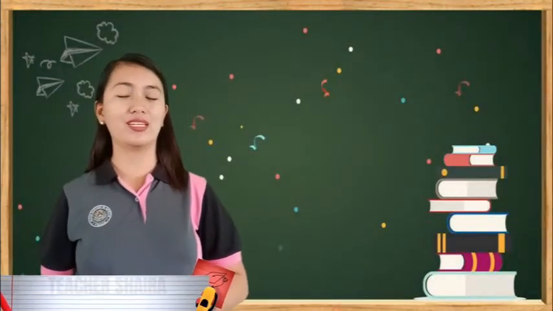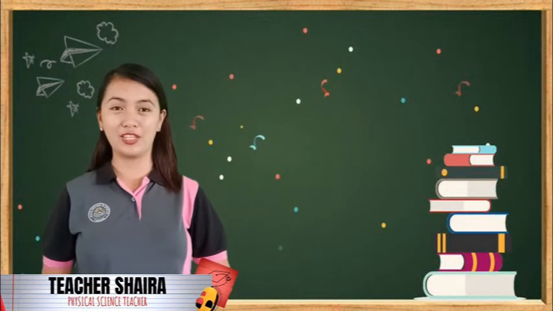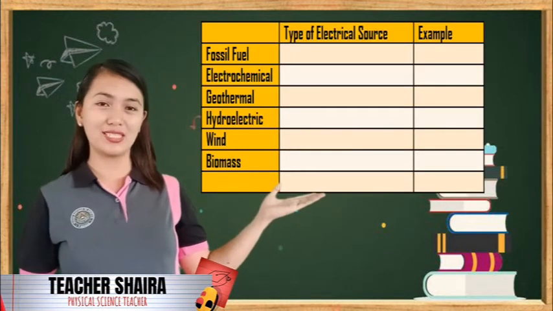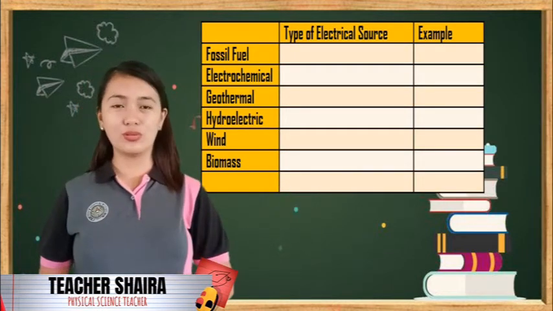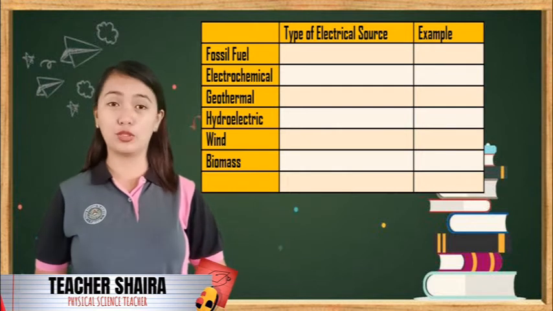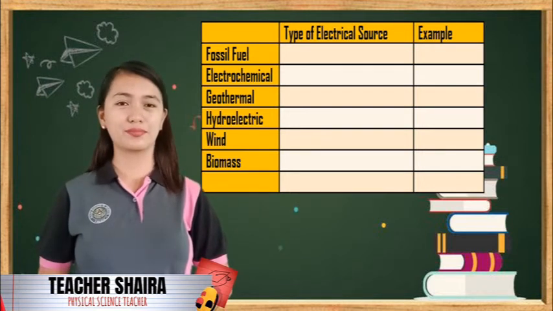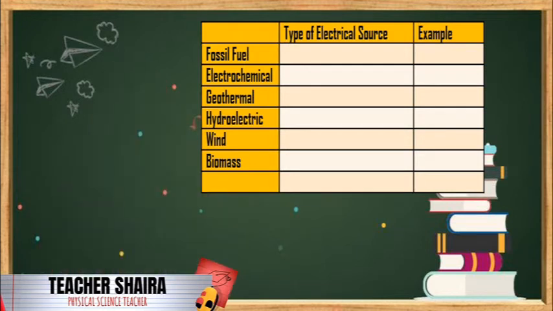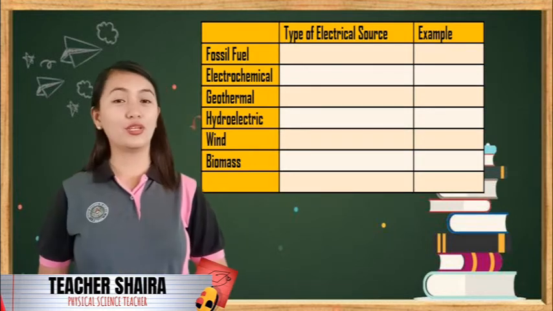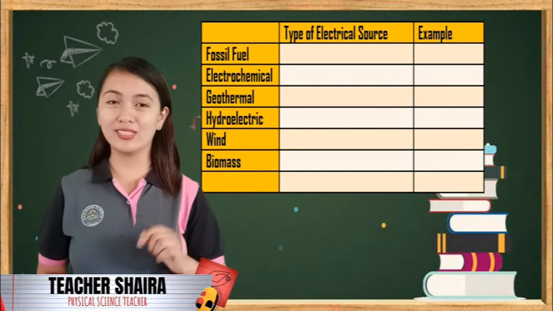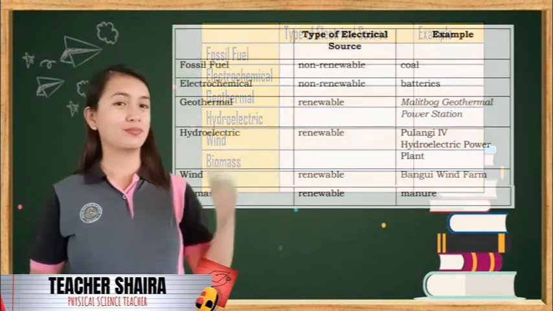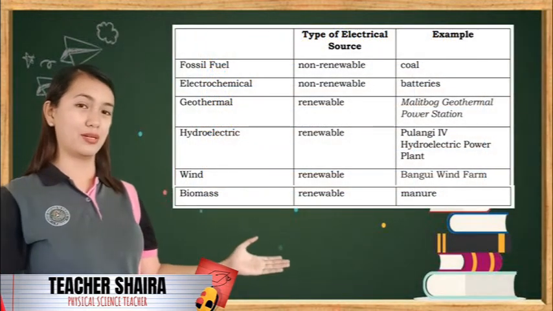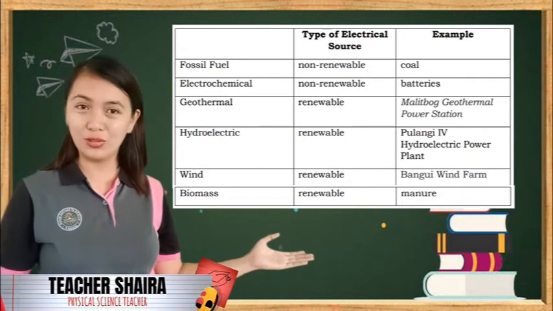Summarize your understanding about the different sources of energy by filling out this table. Use a separate sheet of paper for your answers. Are you ready? Let's begin. Are you done? Let's check the correct answer. Please refer to this table. Did you get it correct?